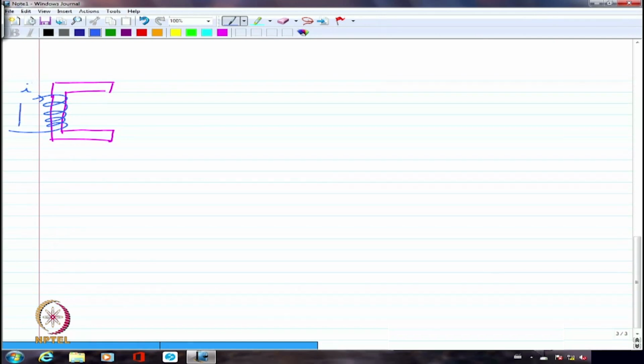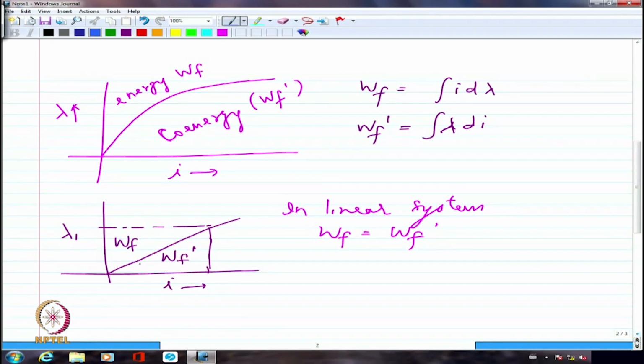And the linear system is where no saturation has happened. It is still in the linear portion of the magnetization characteristics. So, if I look at lambda versus I, I am going to have only a linear relationship between them. That will be true for lower values of I provided I neglect hysteresis. If you consider hysteresis, it is not linear anymore.